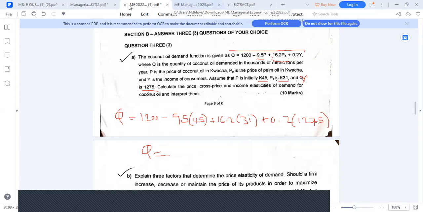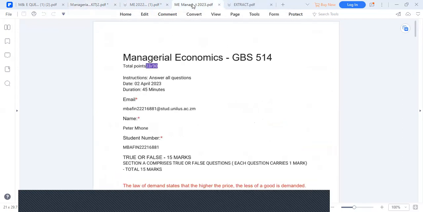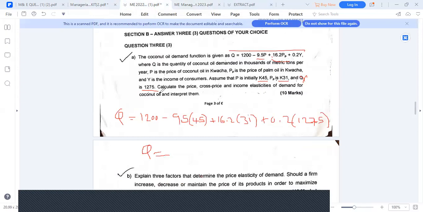Okay, how did I solve this one? So we're given Q as 1275. So we take it that it is as it is. So there's no need to substitute here because we haven't been given Y, we've just been given this and that. Then the quantity is 1275. Okay, even better. So meaning our Q is what? 1275. Thank you for that.